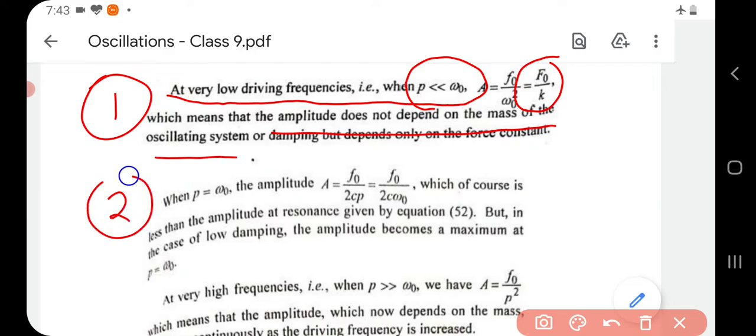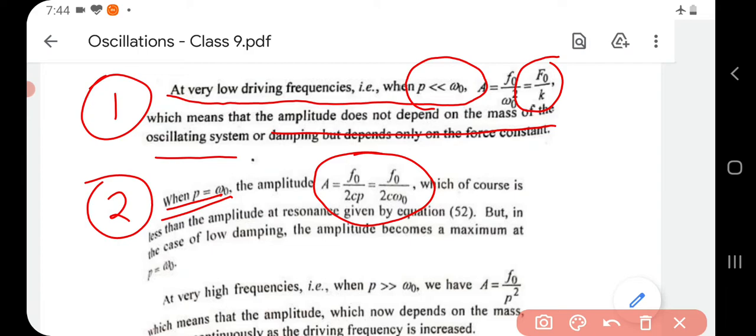Now second condition, when p equal to omega 0, your amplitude will be A equal to f0 by 2cp, or f0 by 2c omega 0. From the expression it is very clear that it is less than the amplitude at resonance given by equation 52. But in the case of low damping, amplitude becomes maximum at p equal to omega 0.